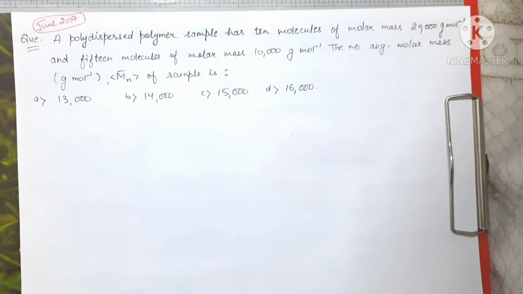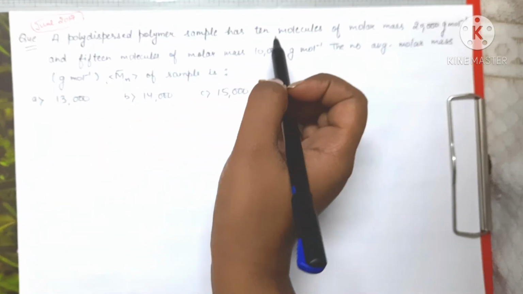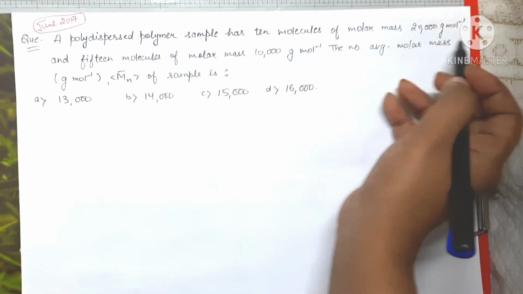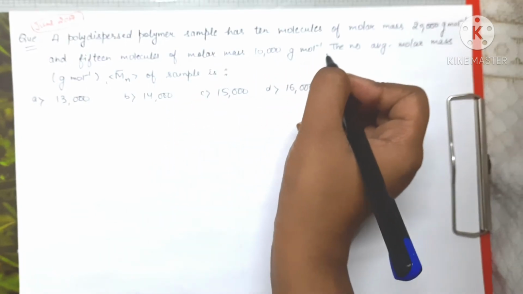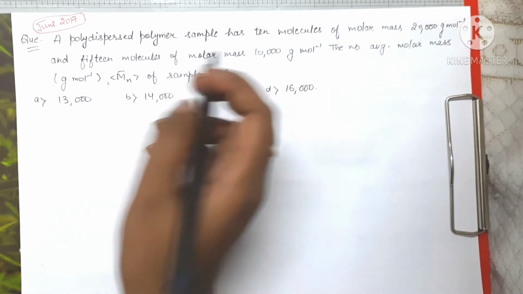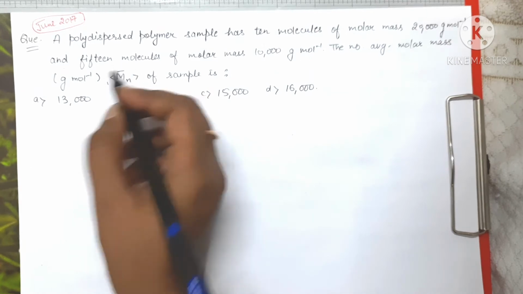So today also we are going to solve some of the previous year questions of polymer chemistry which have been asked in the CSIR NET exams. The first question says that the polydispersed polymer sample has 10 molecules of molar mass 20,000 grams per mole and 15 molecules of molar mass 10,000 grams per mole. The number average molar mass in gram per mole of the sample is. So basically we have to find out the value of Mn.